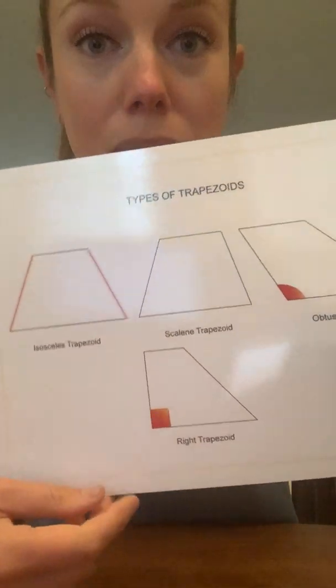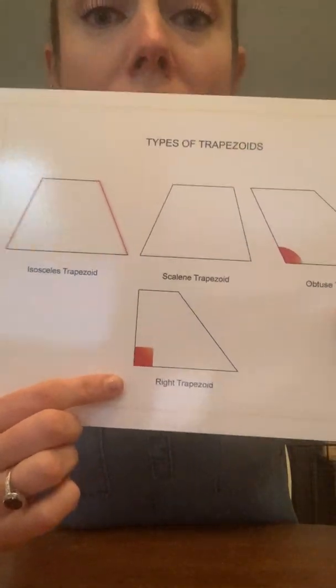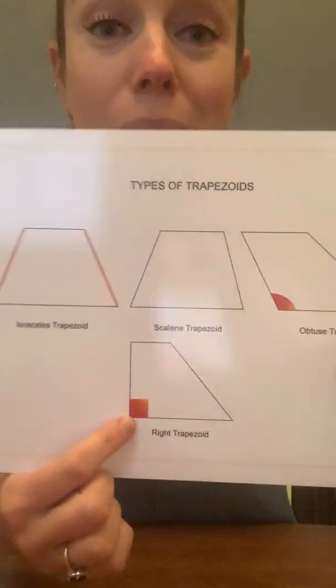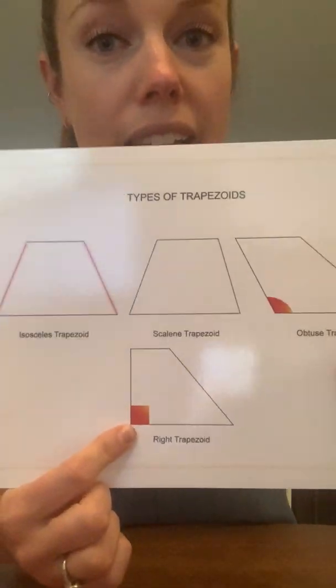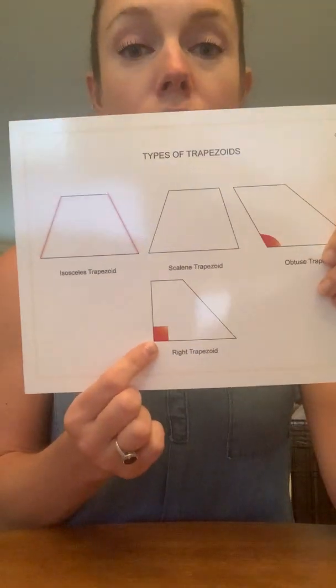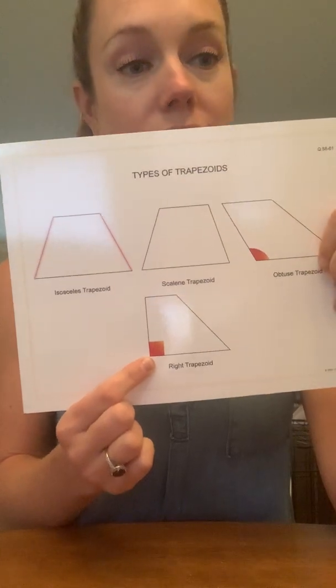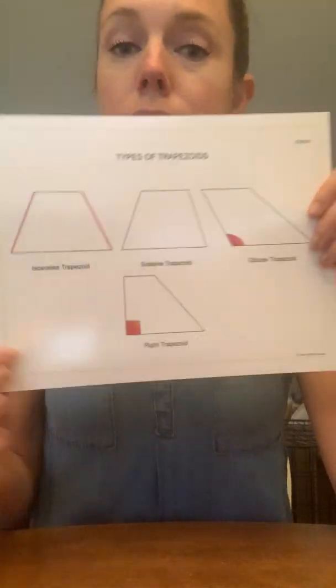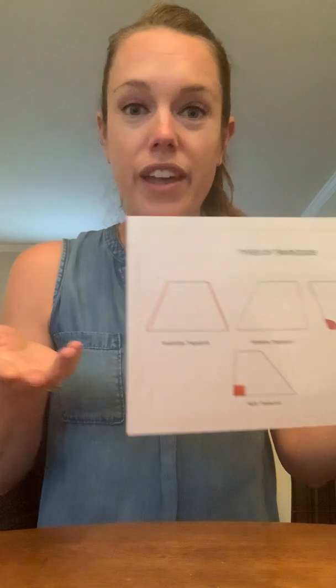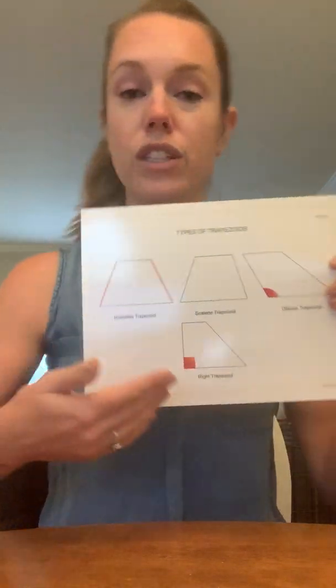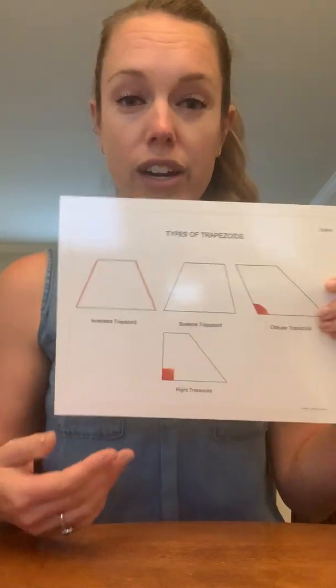Our last type of trapezoid is called a right trapezoid. We know that because it has a right angle. And we know that a right angle is equal to 90 degrees. Now, you might be thinking, how will I know if the angle is obtuse or if it's right? Sometimes it's kind of hard to tell.